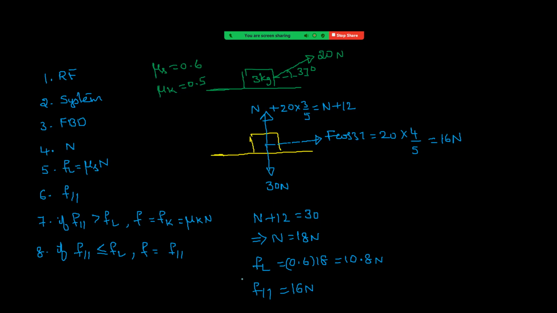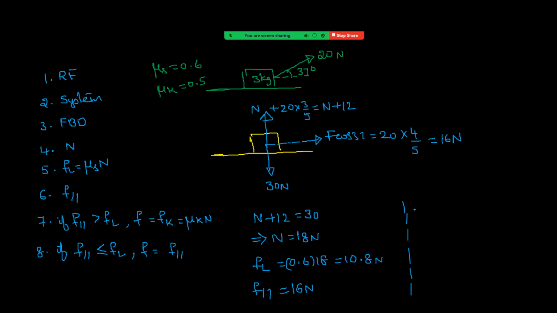Okay. Now see seventh step. If F parallel is greater than F limiting, then friction will be kinetic. Relative motion: block comes into motion. Limiting value 10.8. But what is now F parallel? It is 16, which is greater than 10.8. That means now body is coming into motion. So body is moving. When body moves with respect to contact surface, friction is kinetic.